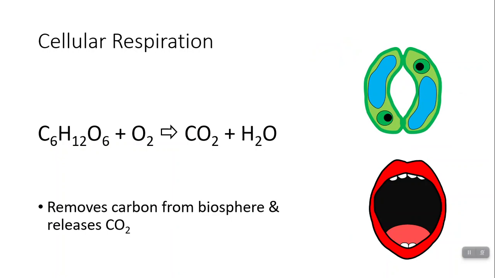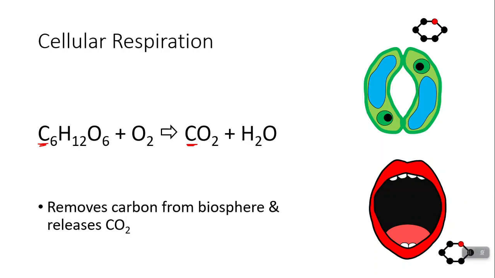Cellular respiration is the opposite. You start out with glucose plus oxygen, and that's going to yield carbon dioxide plus water. So you're starting with carbon in the form of glucose, and you're ending with carbon in the form of CO2. This is going to take carbon out of the biosphere and release it in the form of CO2 into either the atmosphere or the ocean, depending on where the organism is living. Both plants and animals and fungi and bacteria can perform cellular respiration this way.